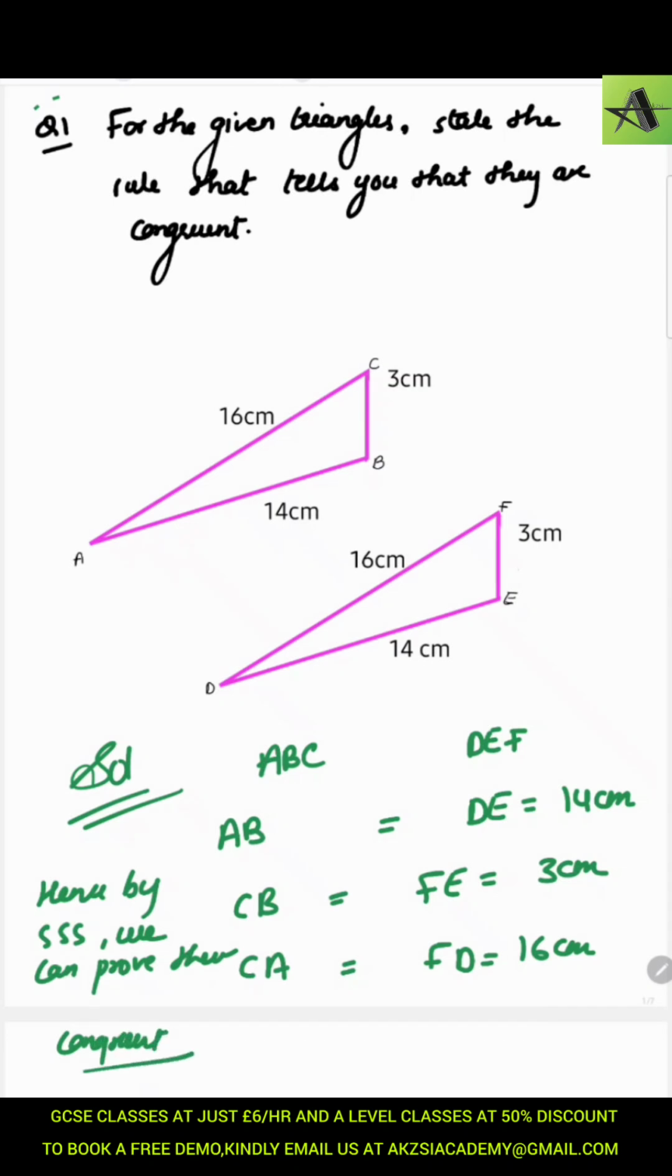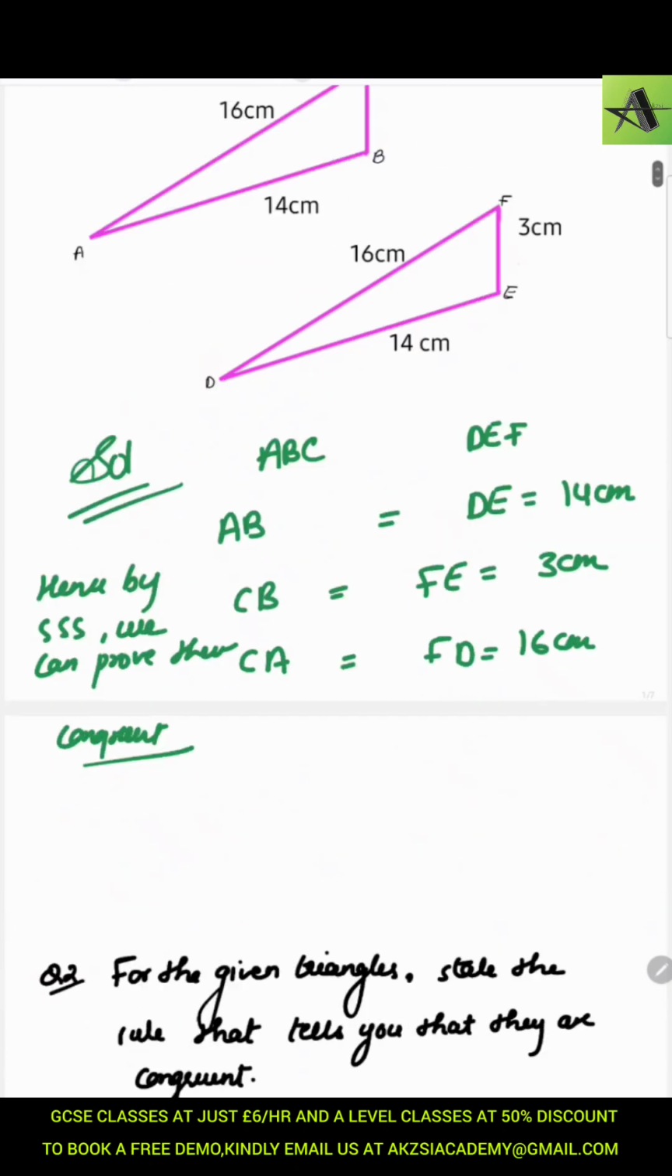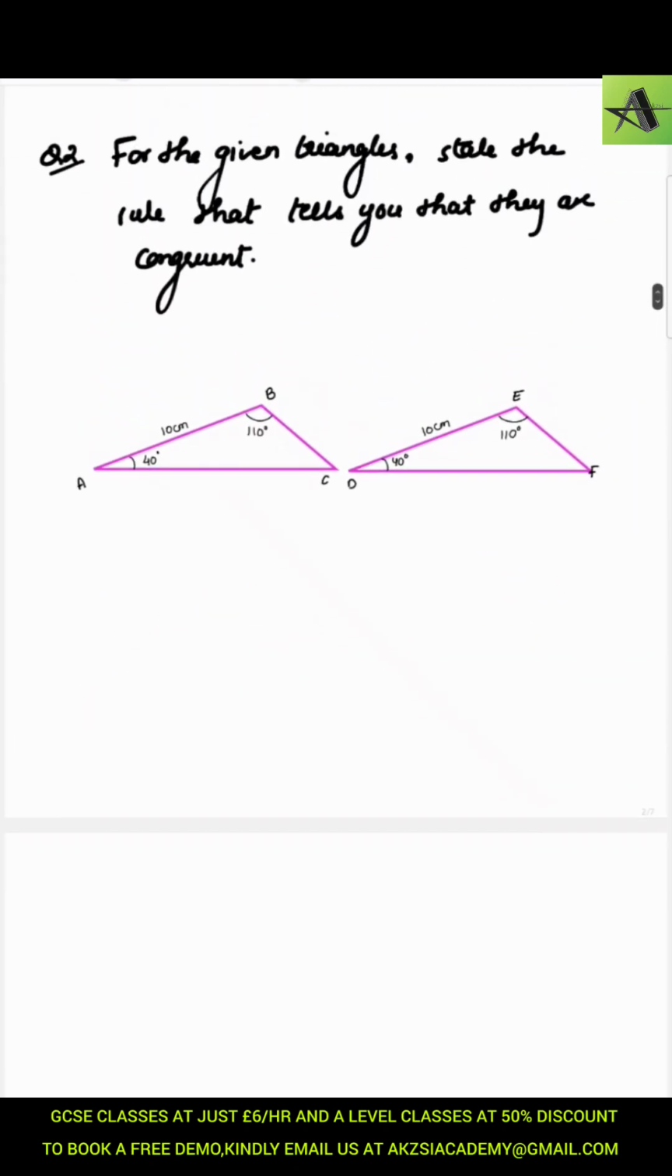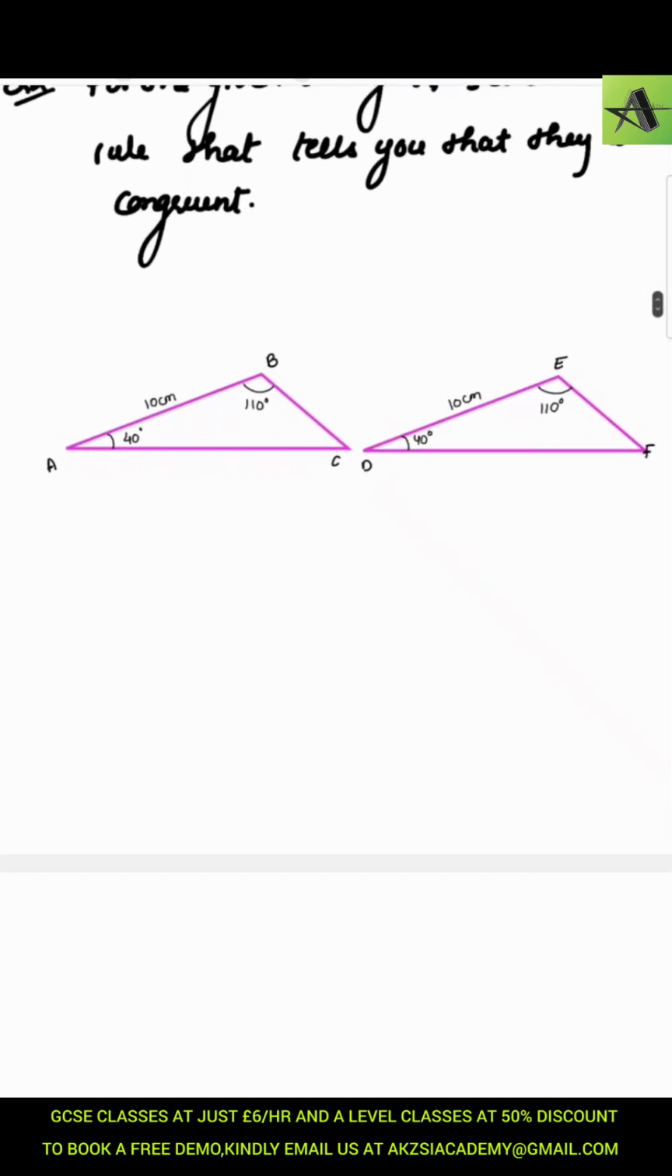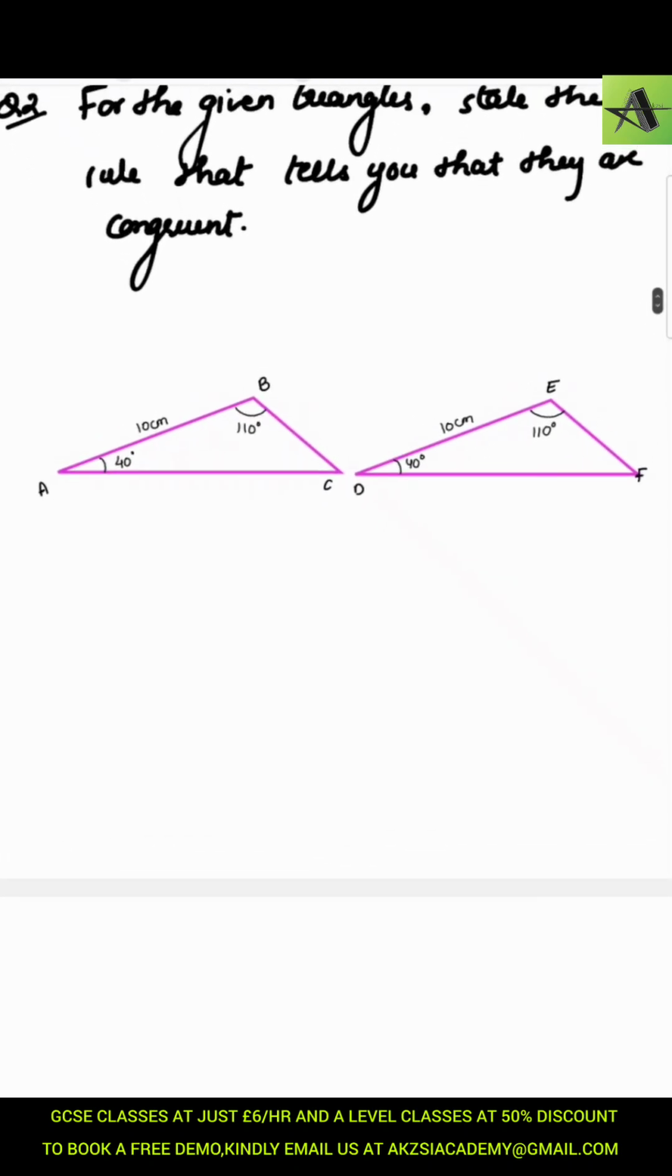That is what you are supposed to write down. Moving on to the next question. Question 2 says, for the given triangles, state the rule that tells you that they are congruent. Again, we know they are congruent, but by which rule? I can start with the angles and clearly see that the corresponding angle, this and this angle, is equal.